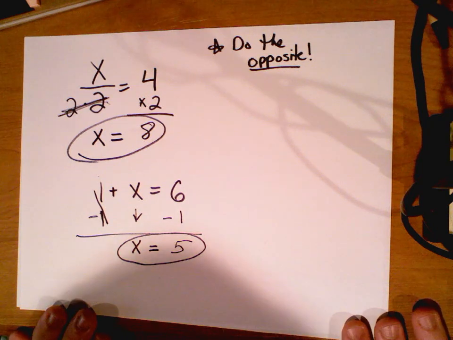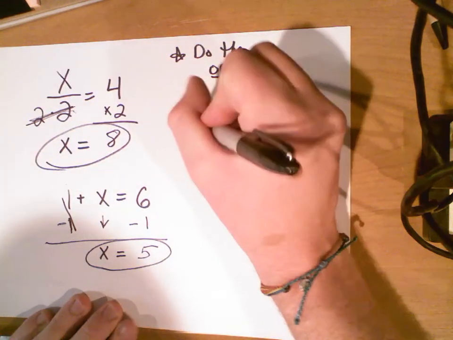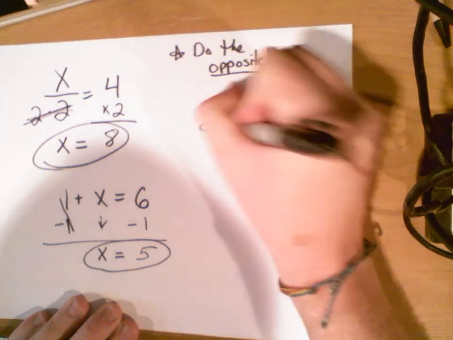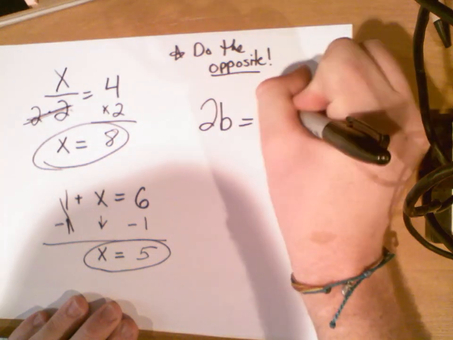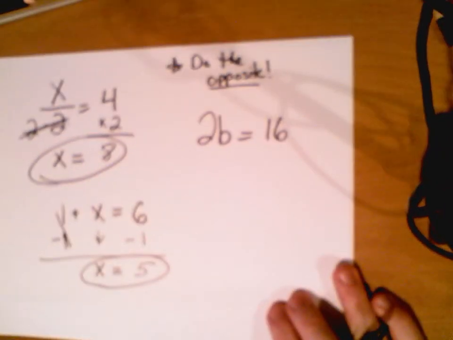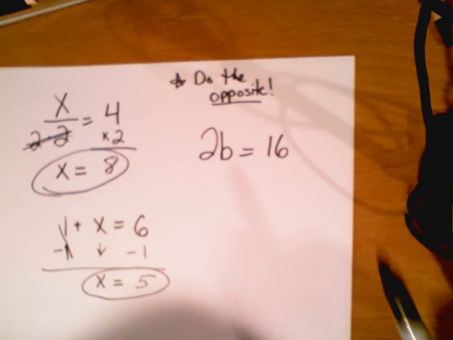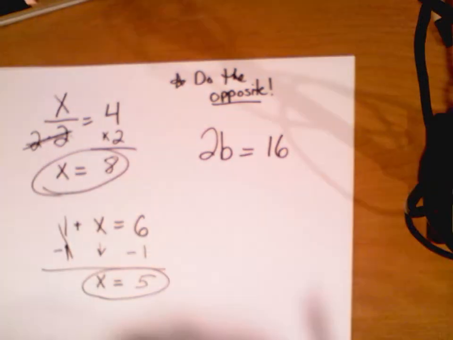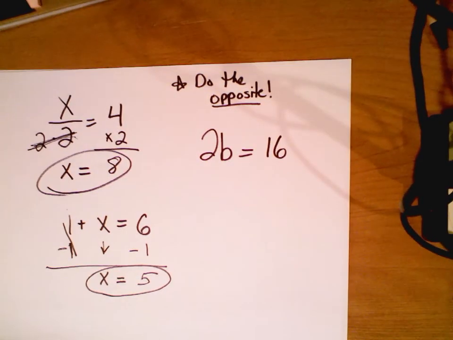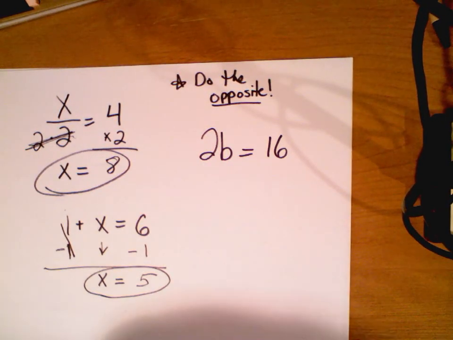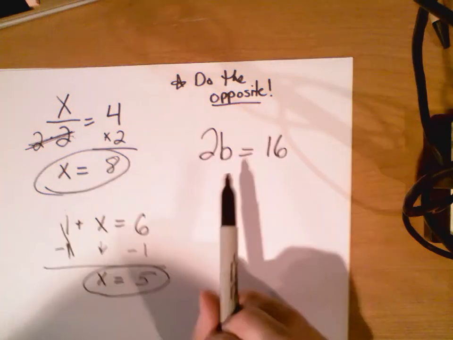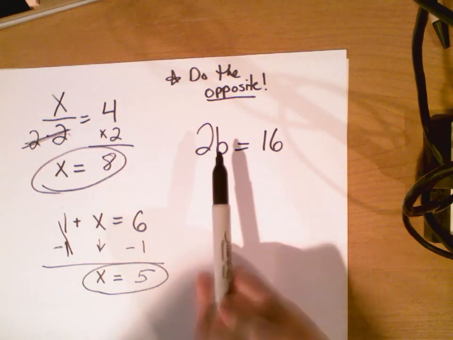I'm going to do number 8. You're going to see problems like these. 2b equals 16. Okay? Again, the first thing I'm going to do is ask myself, is my variable being added, subtracted, multiplied, or divided? From the notes I showed you previously, this is being multiplied. 2 times b is what that says.